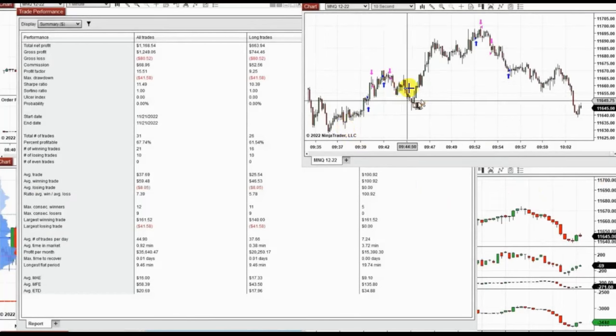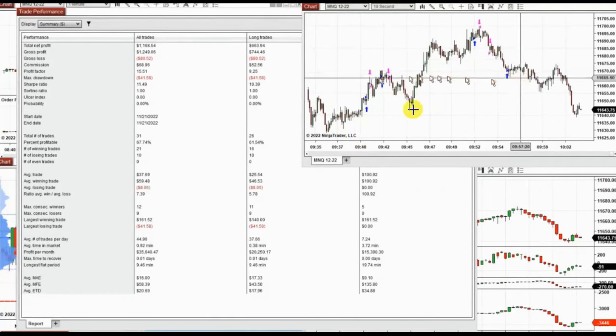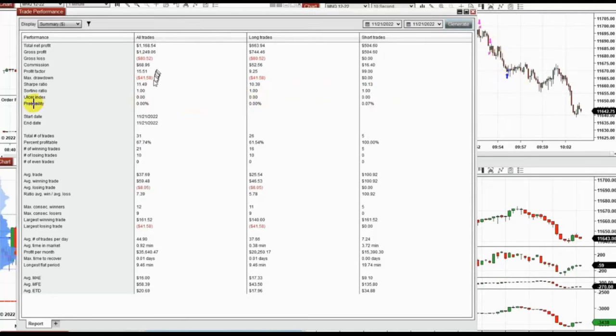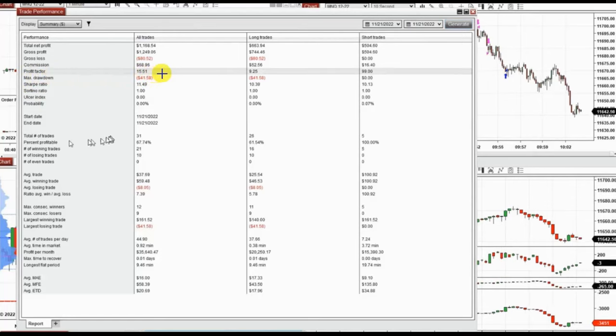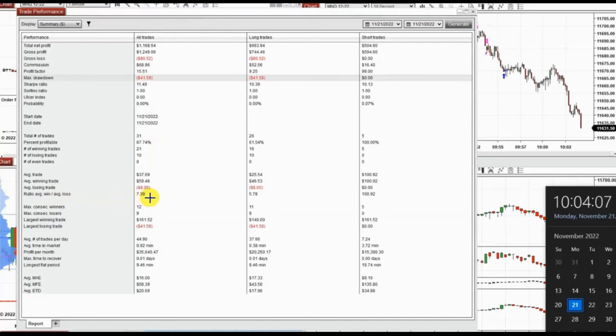And the result of these trades was a profit factor of 15.5 from 31 trades, and around 70% win rate with an average win to loss ratio of 7, and with a small drawdown of $41. So these are the total profits from multiple accounts.